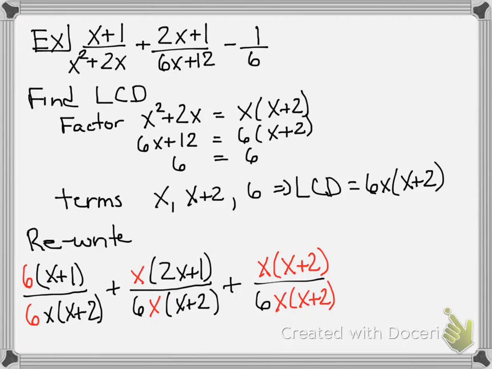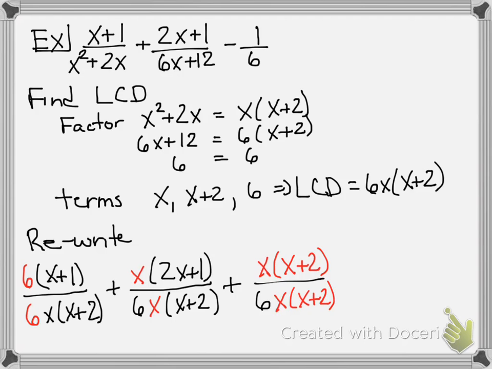The first term here had the x over x plus 2. It was missing the 6, so we multiply the top and the bottom by 6. The second term could be factored as 6 times x plus 2, but was missing the extra x, so we multiply the top and the bottom by the extra x term. And the final term only had the 6, so we multiply the top and the bottom by x plus 2 over x plus 2. All right, good. So now let's continue this problem.